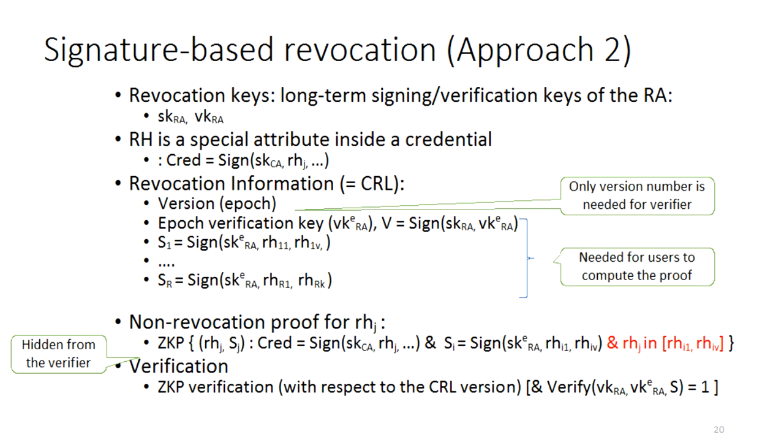But of course, now the proof is a bit more complicated because you don't only prove that there is a signature on this array, RH1, RH2, the borders of the range, but also you need to prove that your revocation handle is in this valid range that was signed. And this is a range proof, and this is what adds the computation complexity.